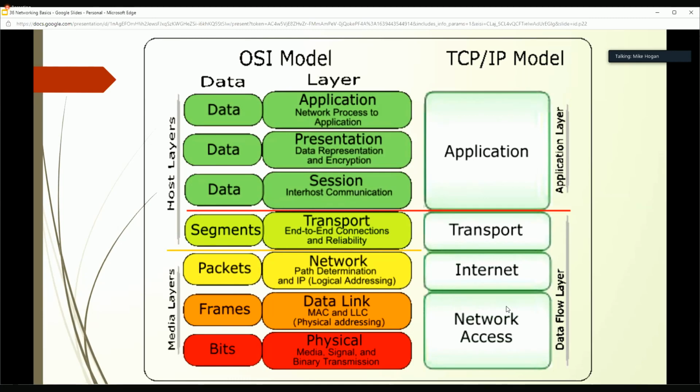But once you can draw these comparisons, the top three are application, the bottom two are network access, and the middle two are one-for-one. The process of encapsulation, going from the data all the way down to the binary bits, or de-encapsulation going the other way, is still the same process. It's still putting those headers on and servicing those different layers.